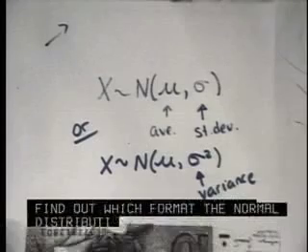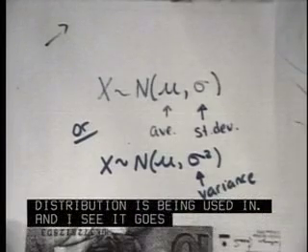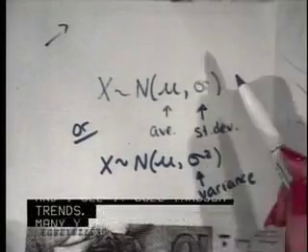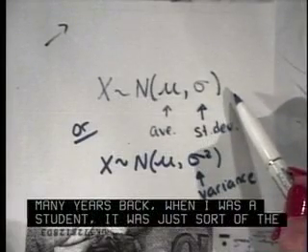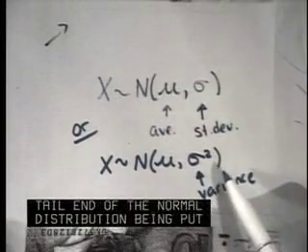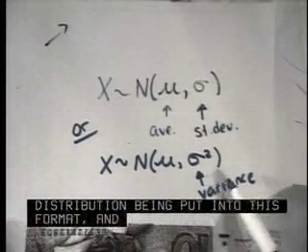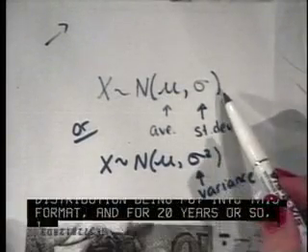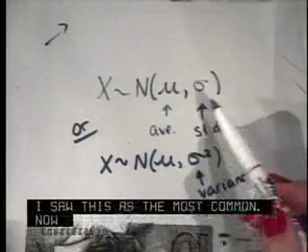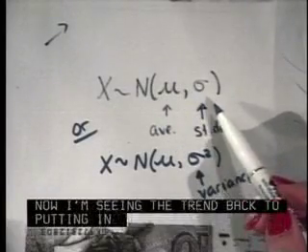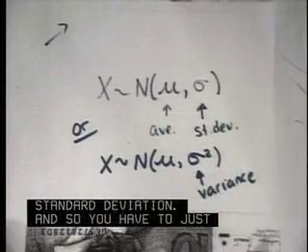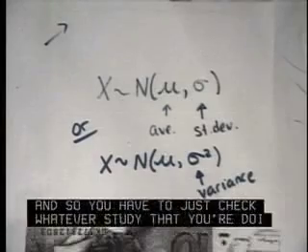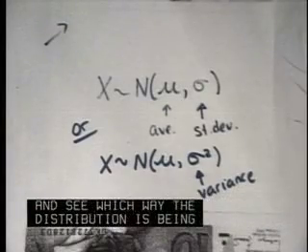It goes through trends. Many years back, when I was a student, it was just sort of the tail end of the normal distribution being put into this format. And for 20 years or so, I saw this as the most common. Now I'm seeing a trend back to putting in the average and the standard deviation. And so you have to just check whatever study that you're doing and see which way the distribution is being represented and which format we use.